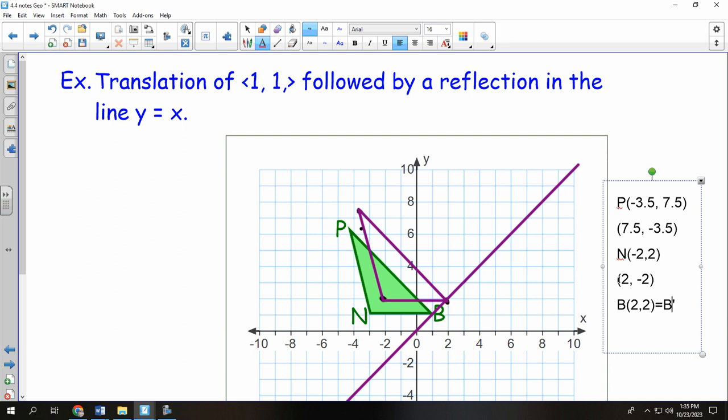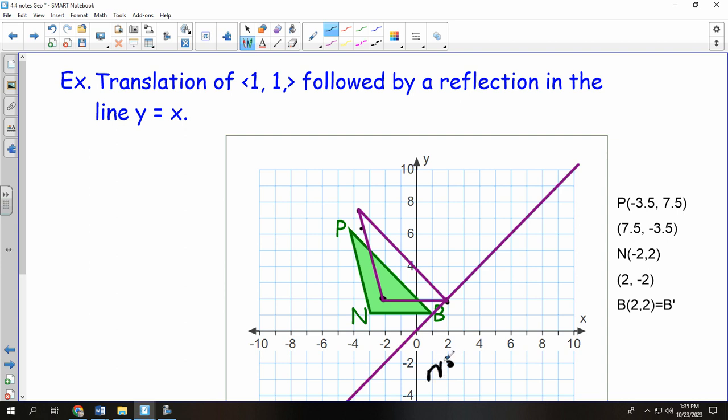So our N prime is at (2, -2). Let's put our dot there, N prime. And then our P prime is at (7.5, -3.5). Ooh. And that, let's get our line going here, reflects us across the y-axis. Y equals x. All right, that was fun.